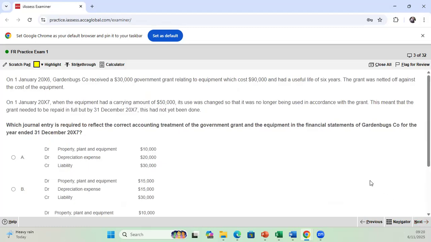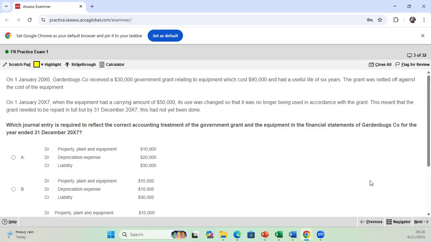On 1 January 20x6, G company received a 30,000 government grant relating to equipment which had cost 90,000 and had a useful life of 6 years. The grant was netted off against the cost of equipment.